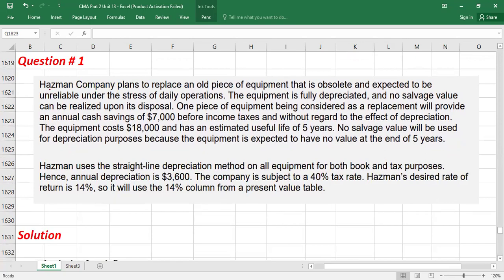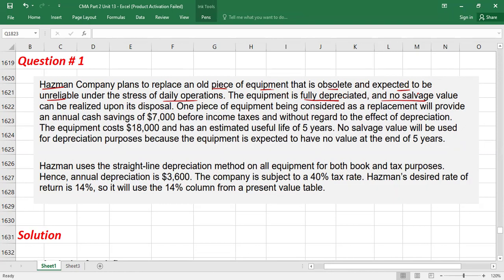So we have here Hasman company plans to replace an old piece of equipment that is obsolete and expected to be unreliable under the stress of daily operation. So actually we are going to replace the old piece of equipment. Maybe we are going to buy the new one. The equipment is fully depreciated and has no salvage value. So we don't have any salvage value of the old equipment.